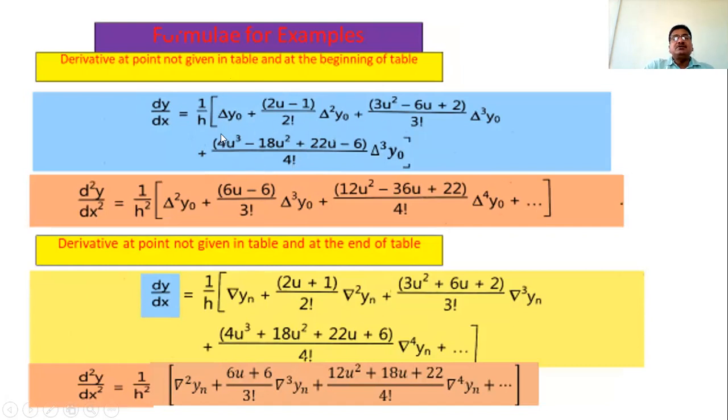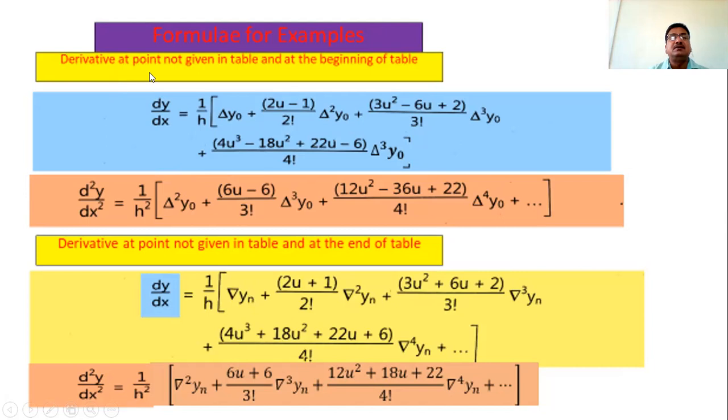If the values are not in the table, that is, we have to find the derivative at a point that is not at the beginning, not at the end, and not in the middle of the table, then use these formulas. But such problems are rarely present in your final exam question paper, and so we take some problems of these general formulas.